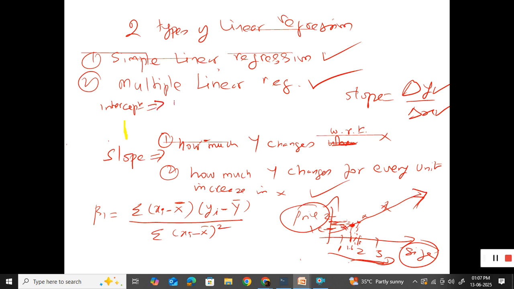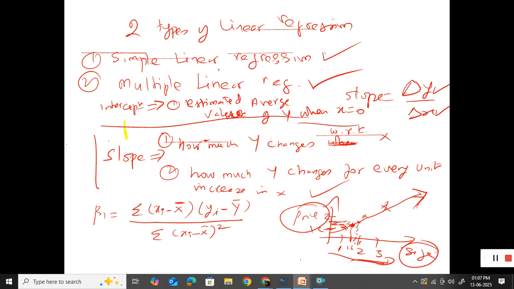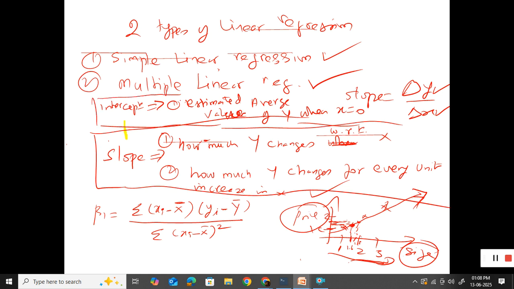The intercept is nothing but the estimated average value of y when x equals 0. Very simple. This is intercept and this is the slope. First you need to understand. Once you are able to understand this one, then the rest of the things are pretty simple.